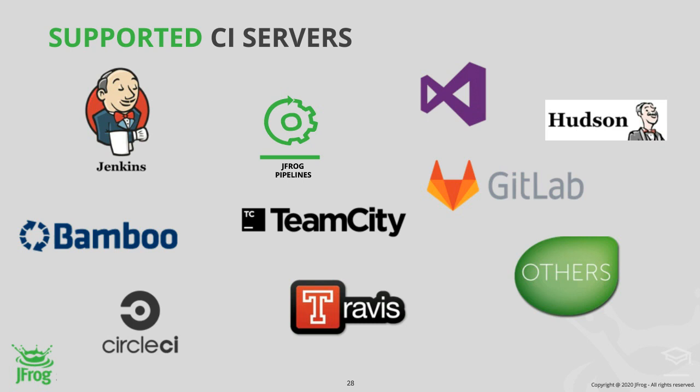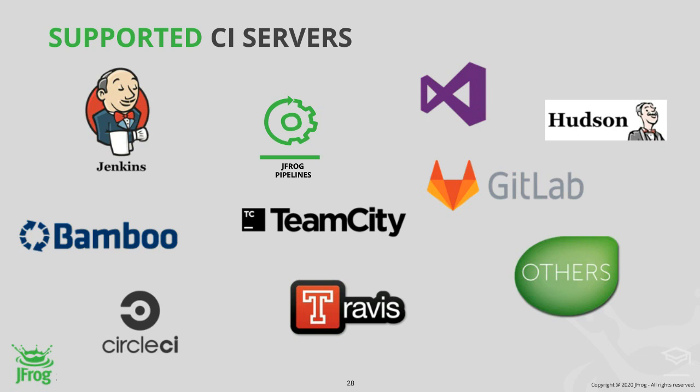The supported CI servers are here as well. You can see a bunch of those. And there is also the indication for other CI servers. And that's due to the fact that anything that is not implemented by, I don't know, a Jenkins plugin or an extension to TeamCity or anything like that can be implemented using the REST API and the CLI in order to integrate the functionality of your CI server with Artifactory.